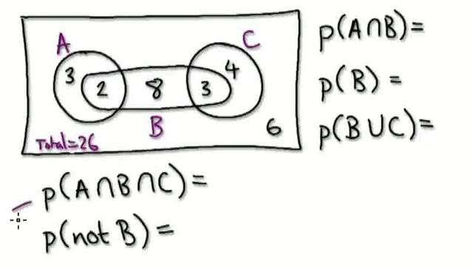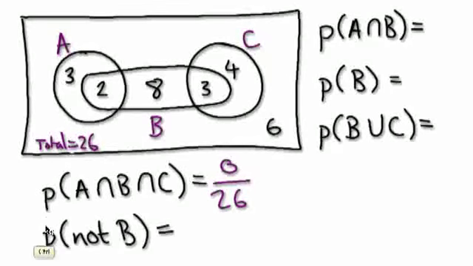Okay, this one here, A and B and C. You've got to find somewhere in this diagram where, if you look at this one here, it's in B, but it's not in A and it's not in C. If you take this bit here, it's in B and in C, but not in A. You've got to find somewhere where it's A and B and C. In this diagram there's nowhere, so it's going to be 0 over 26.